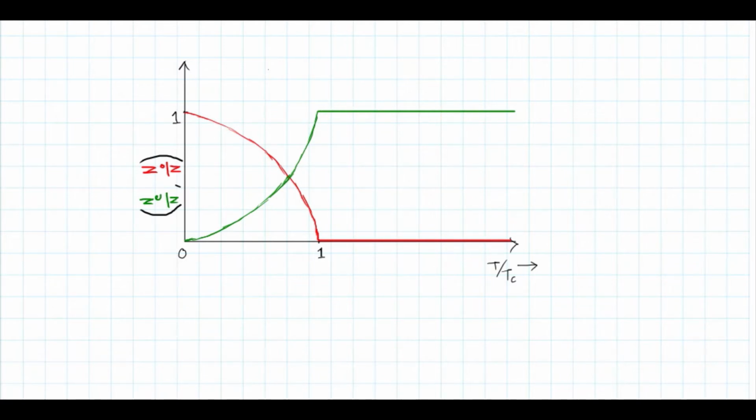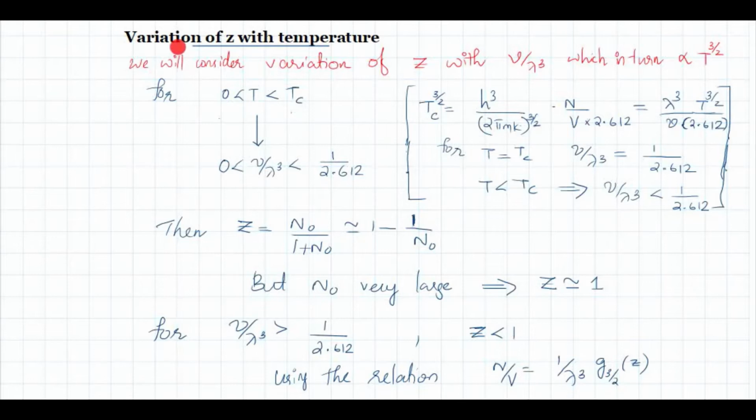Now, we will look into the variation of Z with the temperature. Instead of considering directly the variation of Z with the temperature, we will consider the variation of Z with V by lambda cube, where V is the volume per particle. And this V by lambda cube is proportional to T raised to 3 by 2. So the variation of Z with V by lambda cube will give you the variation of Z with the temperature.